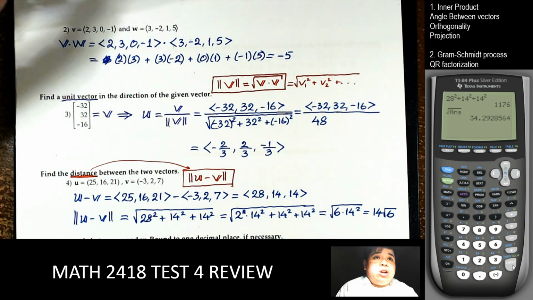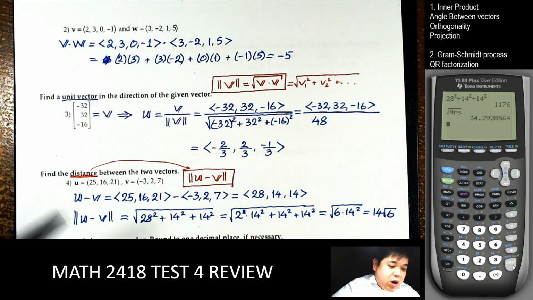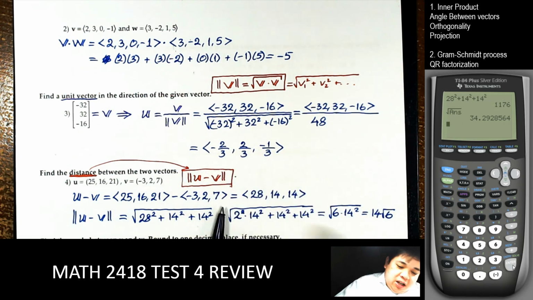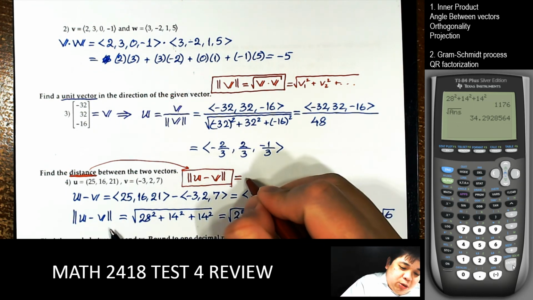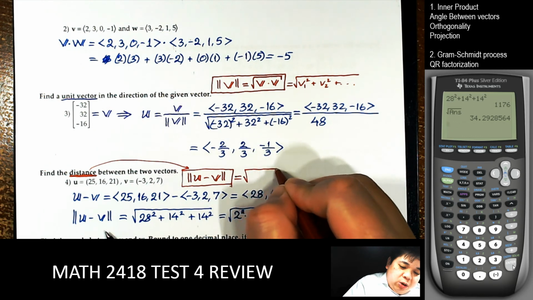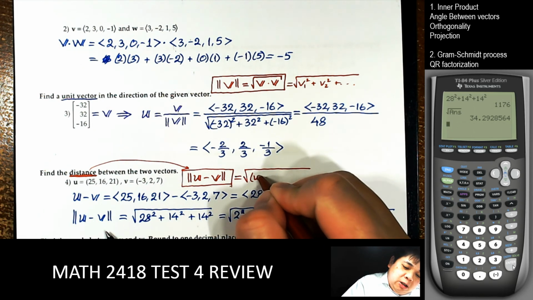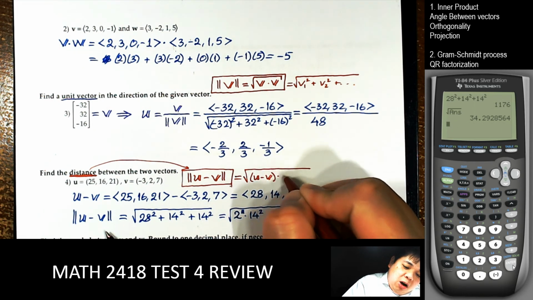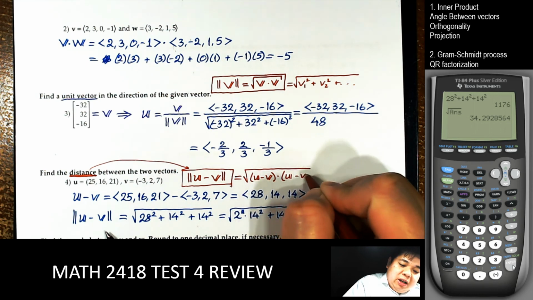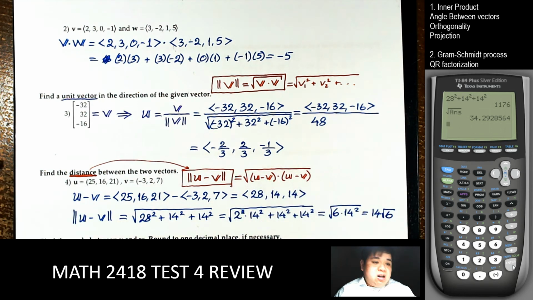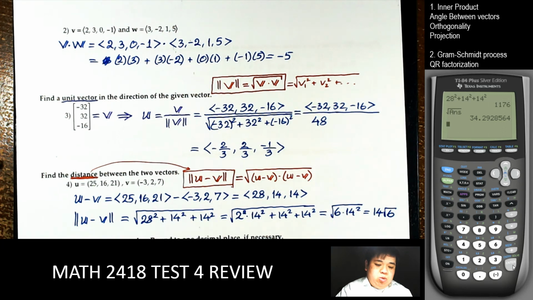Of course, we could use the dot product. It's not very applicable, but we can still write the square root of u minus v dot with u minus v. So in terms of dot product, we can write it like that, but it's not as helpful. We just do it like this. Right. Next, angle between two vectors.